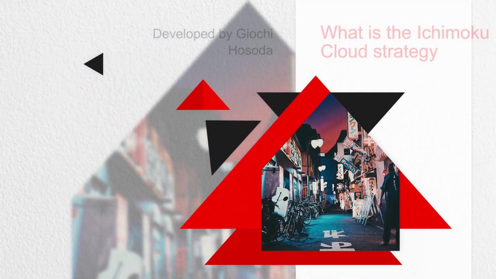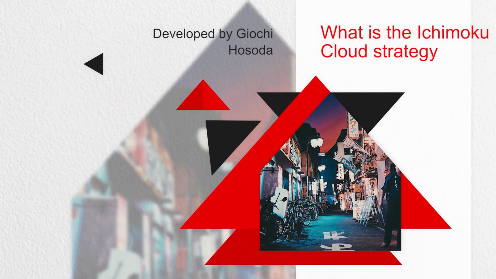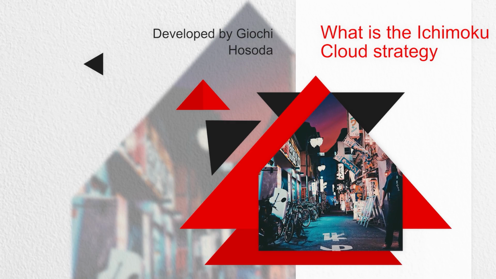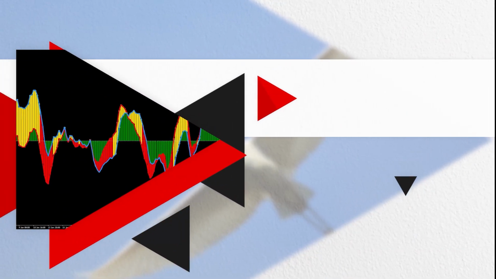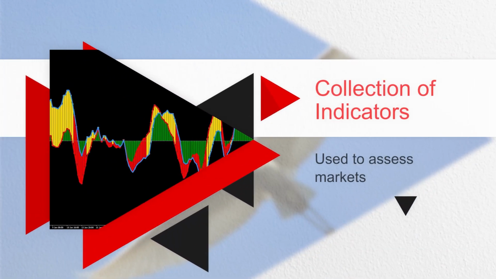The Ichimoku Cloud was developed by Goichi Hosoda, a Japanese journalist. He spent 30 years perfecting the technique before releasing it in the late 1960s. An Ichimoku Cloud is a collection of technical indicators that show support and resistance levels, as well as momentum and trend direction, used to assess the markets.